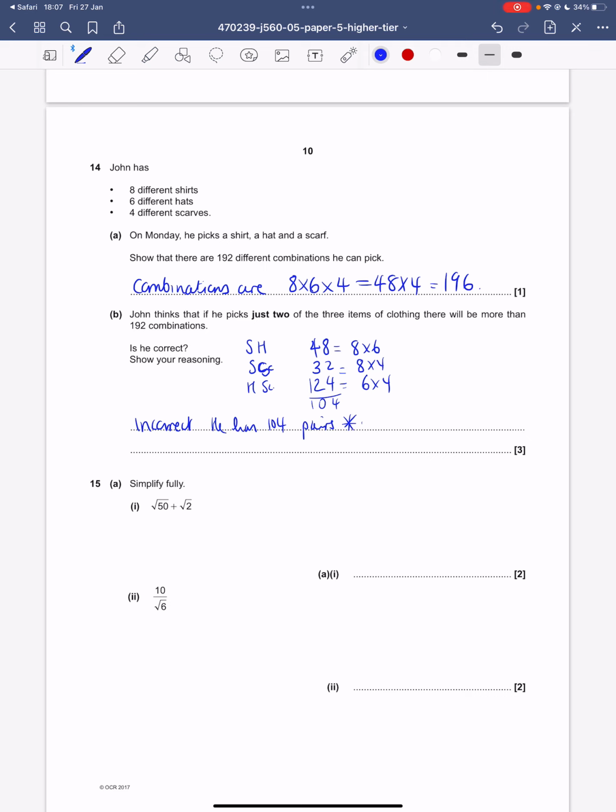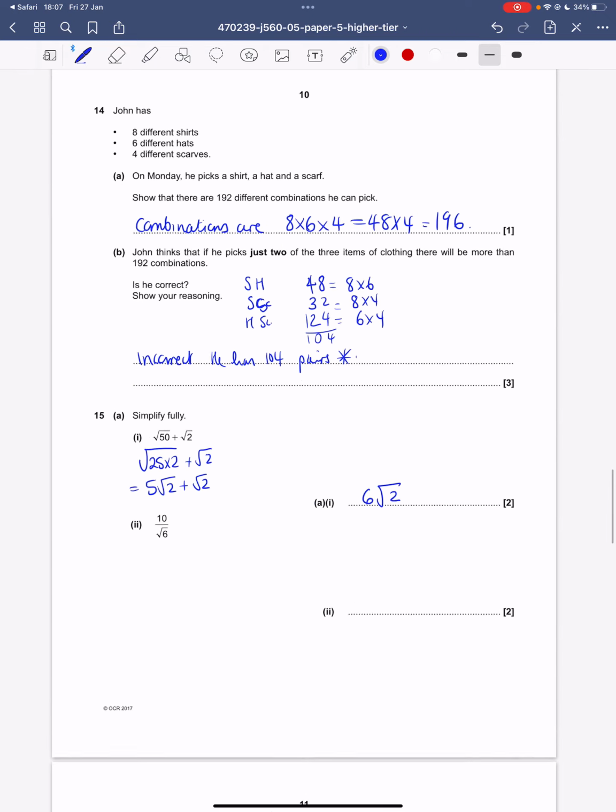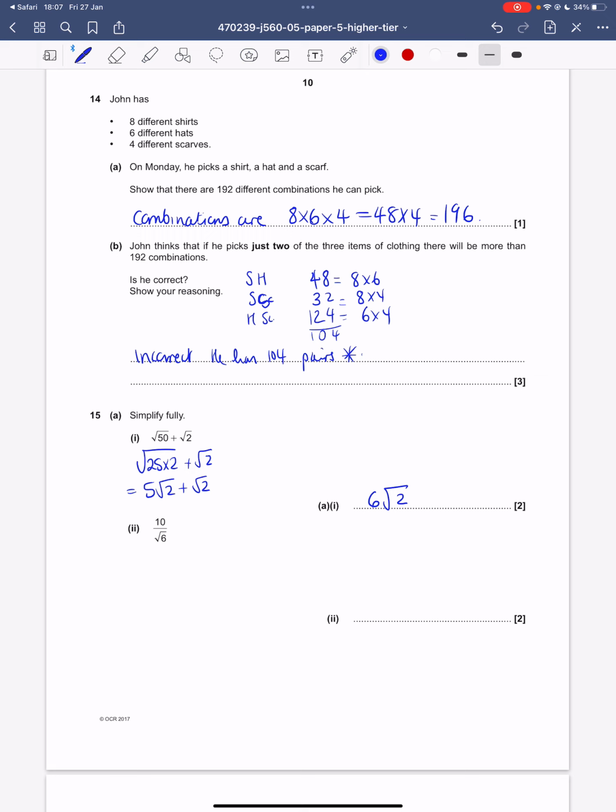Right, the square root of 50 is the square root of 25 times 2. That's the square root of 2. So that's going to be 5 root 2 plus 1 root 2, which is 6 root 2. Okay. 10 divided by the square root of 6. What we do here is you multiply top and bottom by the square root of 6. So it's 10 root 6 over 6, which is 5 root 6 over 3, 5/3 root 6.